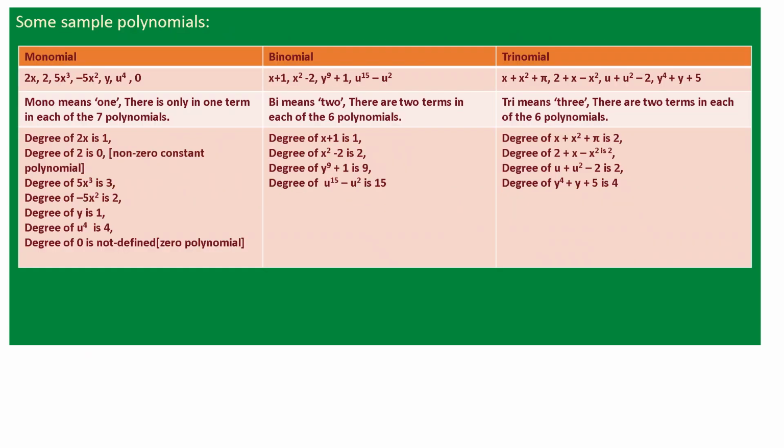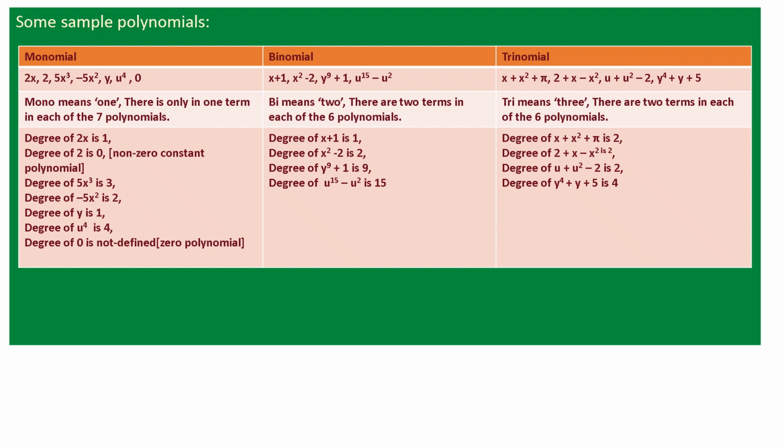Let's look into some sample polynomials. I have segregated into the monomial, binomial and trinomial depending on how many terms each of the polynomial has. So the degree of 2x is 1, the degree of 2 is 0. Why? It is just the 2 is just a coefficient of x to the power of 0. So there is only one variable with a power of 0. This is called a non-zero constant polynomial. If you look into the last case, the degree of 0 is not defined. It itself is called a zero polynomial.